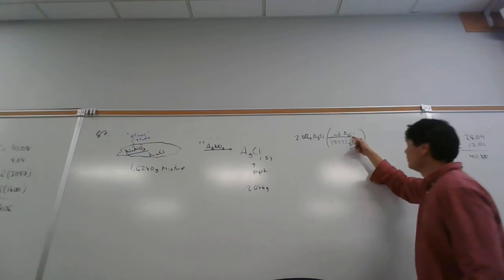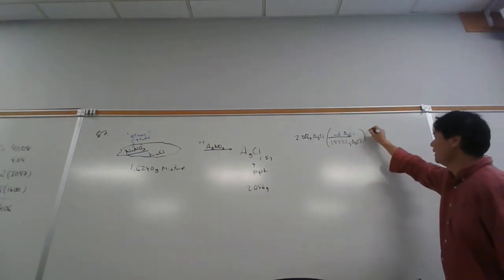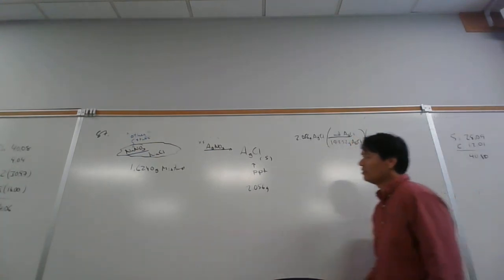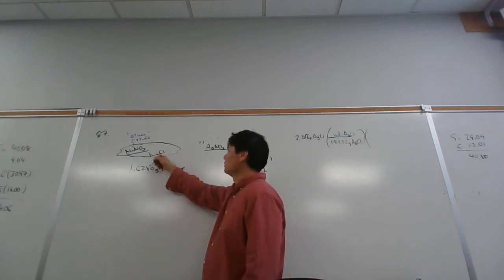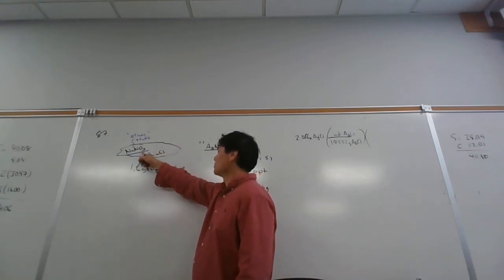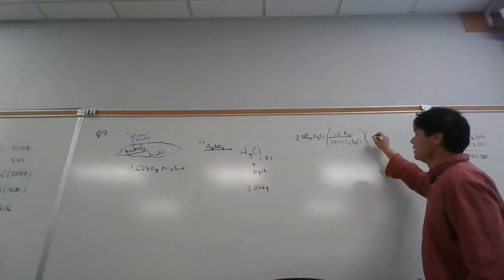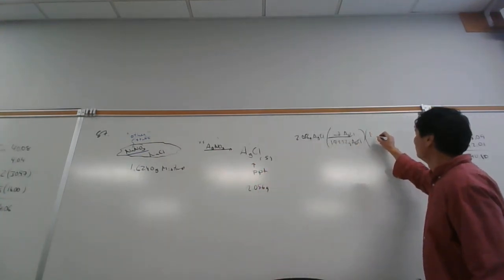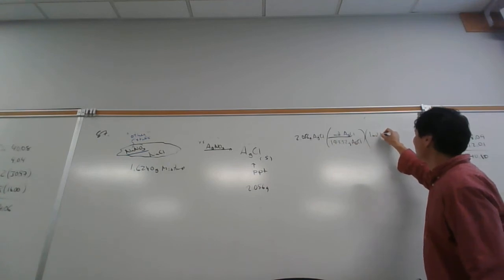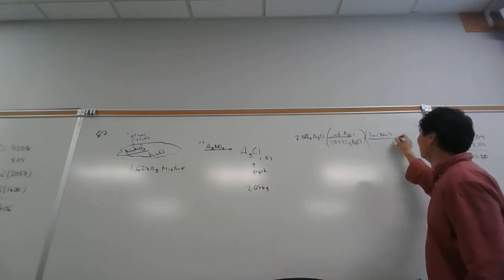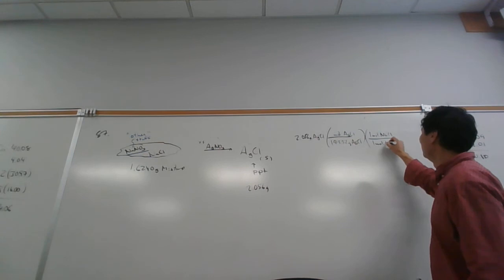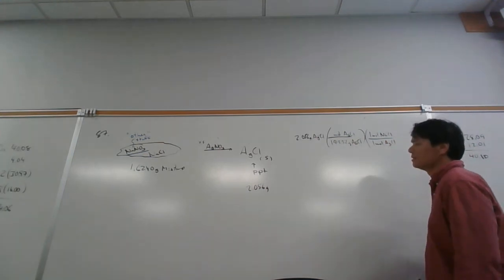So grams of A to moles of A to moles of B. In this case, we want to know how much sodium chloride is in the mixture. We can't tell how much sodium nitrate is from this reaction, but we can tell how much sodium chloride there is, because it's going to be a 1-to-1 mole ratio. 1 mole of sodium chloride for every 1 mole of silver chloride precipitates.